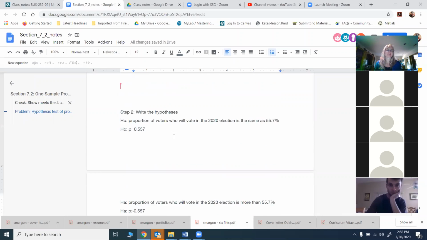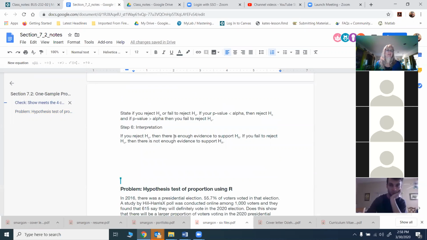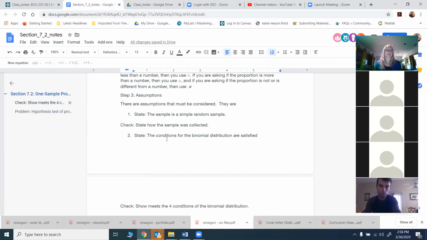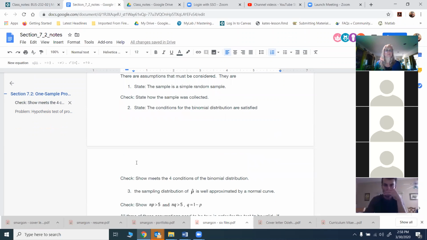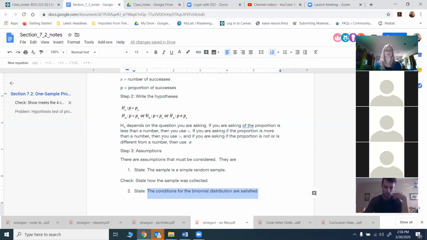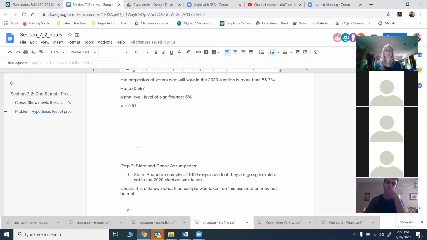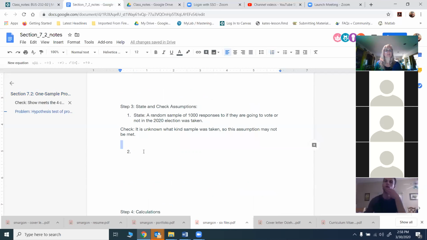Now the second assumption, and the second and third assumptions are not a big deal because they're a little weird. The second assumption is that the conditions of the binomial distribution are satisfied. So you can actually just write that. You don't need to type something in terms of this problem. If you want to, you can, but you don't really have to. So I'm going to go back down here to my assumptions, and I would just say my stating is that the conditions of the binomial distribution are satisfied. My check is now to go through all four of those things.